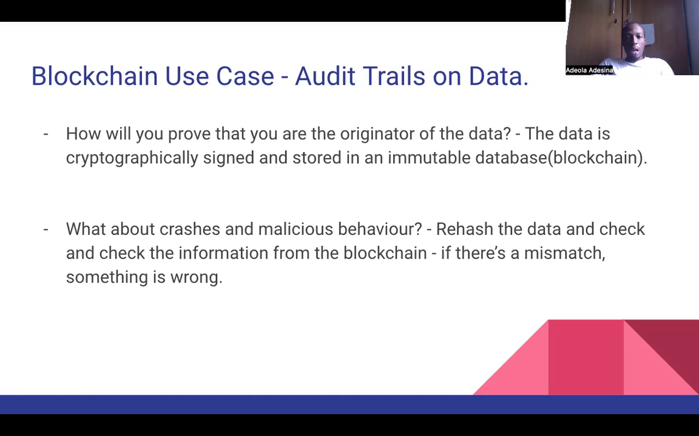Second question is what about crashes and malicious behavior? So what you do in the case of crashes, you rehash the data. You obviously would not understand rehash because you don't understand hash yet, but I would explain hash much later. So you rehash the data and check the information from the blockchain. If there's a mismatch, that means something is wrong. So you keep rehashing and you keep rehashing till you find the hash.